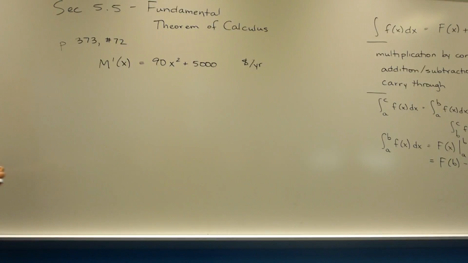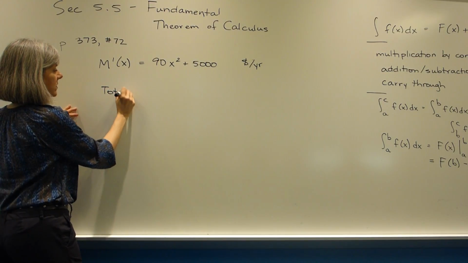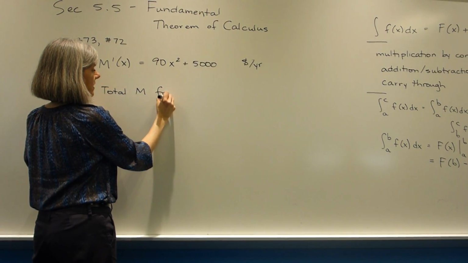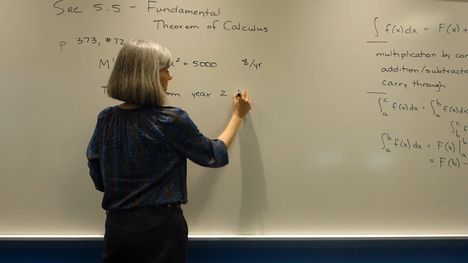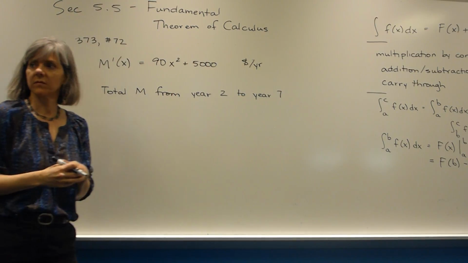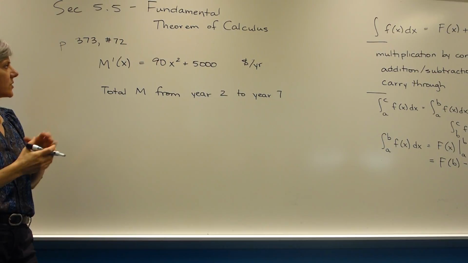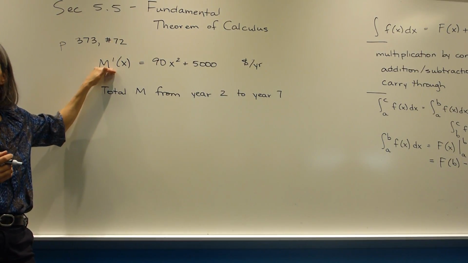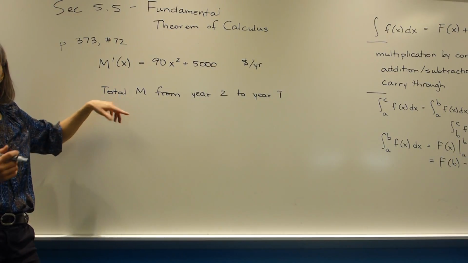All right, so I want to know total M from year 2 to year 7. From the end of year 2 to the end of year 7, kind of those breakpoints. So do I have M? No, I have M prime. So how do I go from M prime to M? What do I do? Antiderivative.